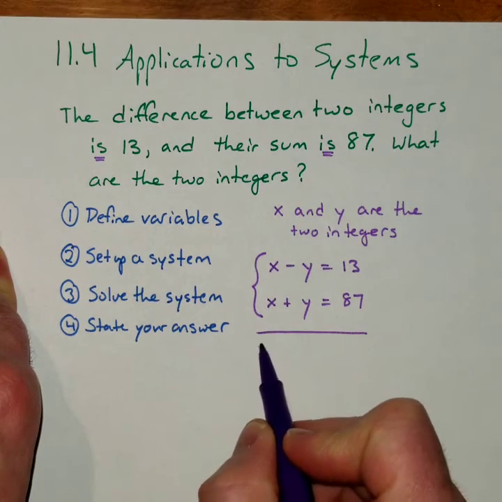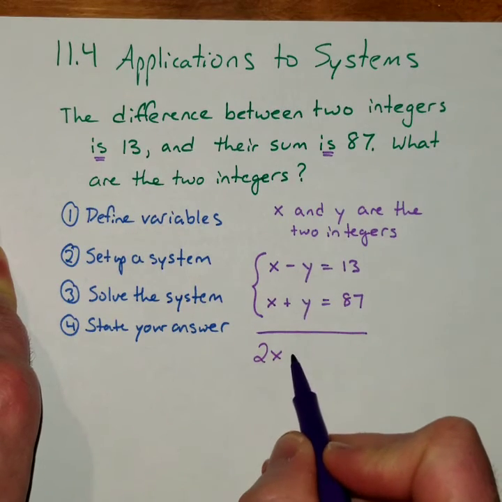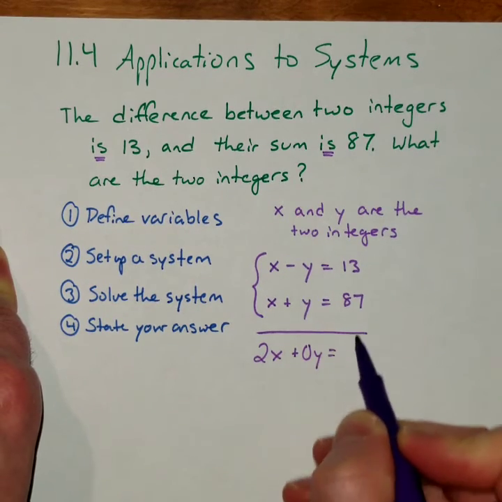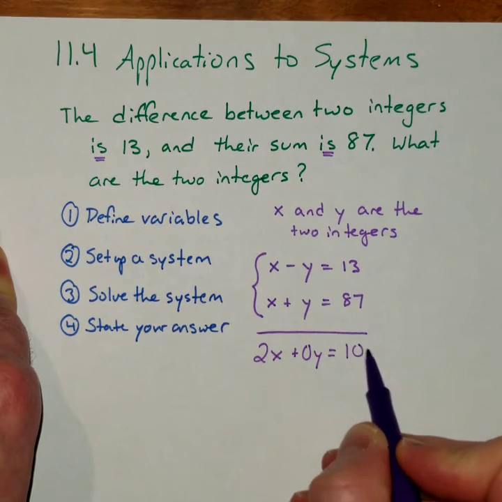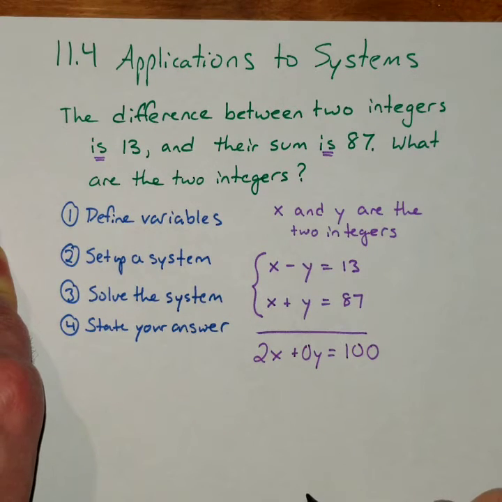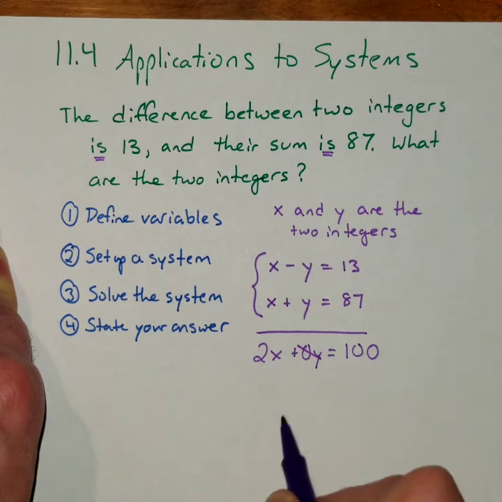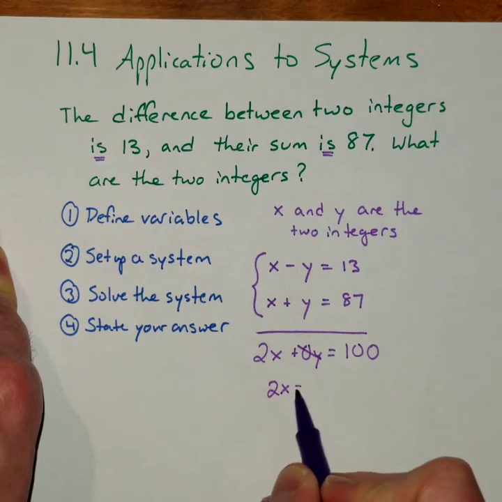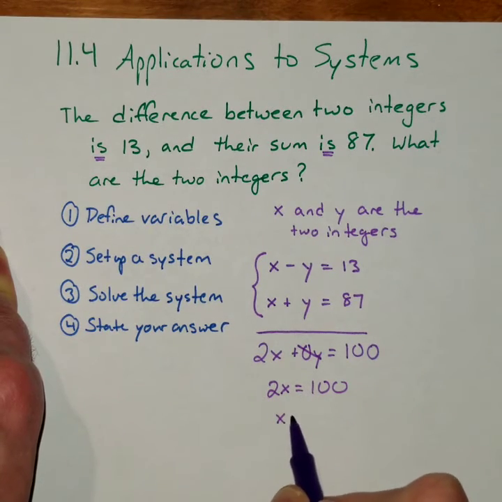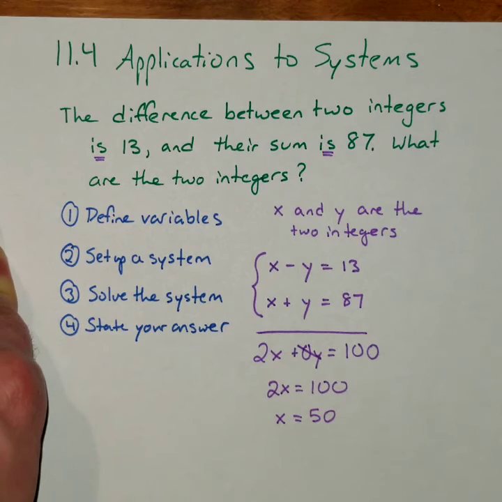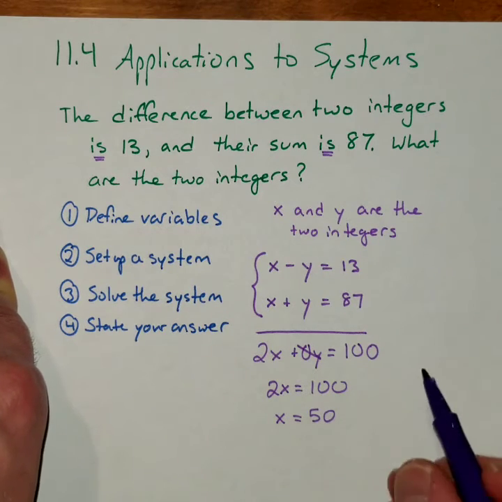I get 2x, I get 0y, 13 and 87 makes 100. And then the 0y drops out. I get 2x equals 100, which of course means x equals 50 if I divide both sides by 2. Alright, so x equals 50. Now I've got to figure out what the y value is. Okay, because I found one of them, I need the other one.